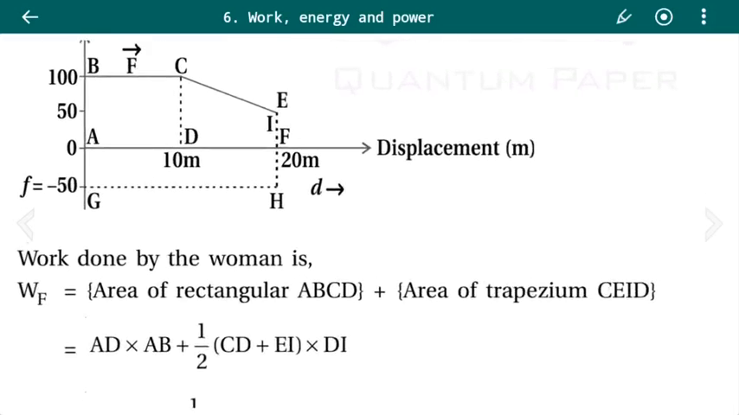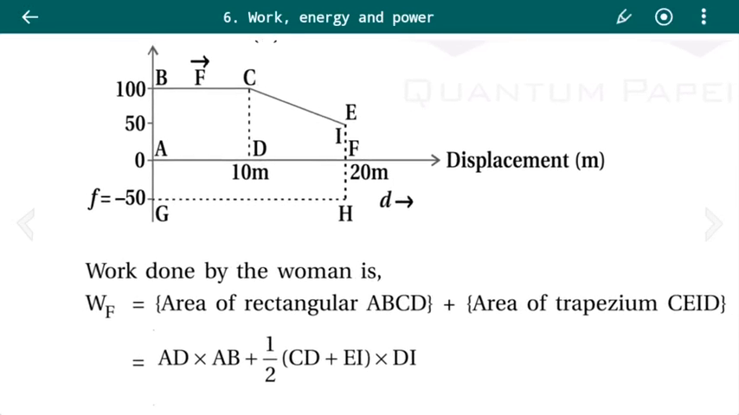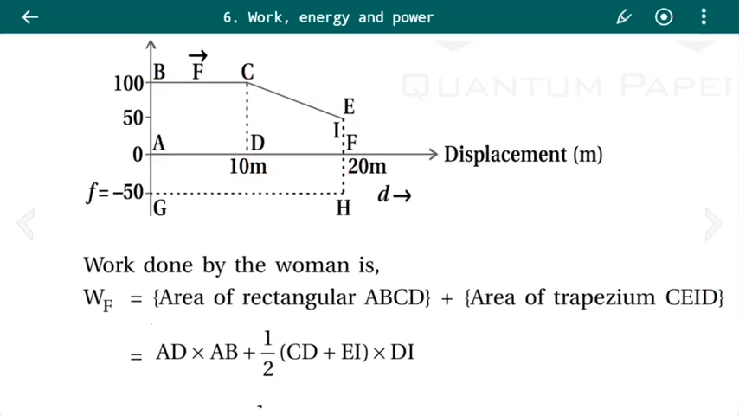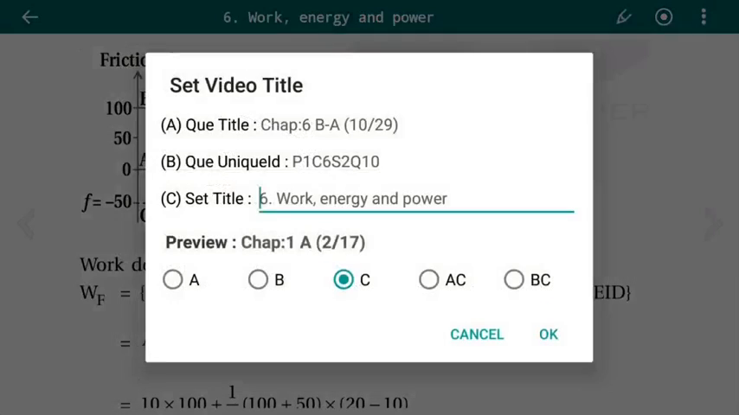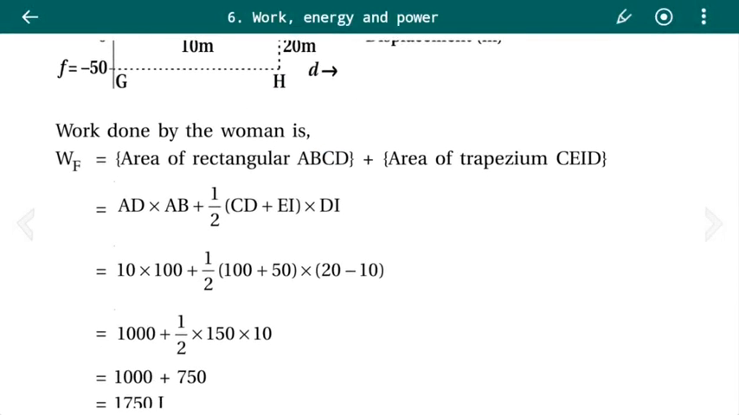Now here, as you can see in this graph, the work done by the woman is the area of the rectangle, that is ABCD, and CEFD or CEID, that is the area of the trapezium. So the total work done is the area under this figure. So work done is area of rectangle ABCD plus area of trapezium CEID.